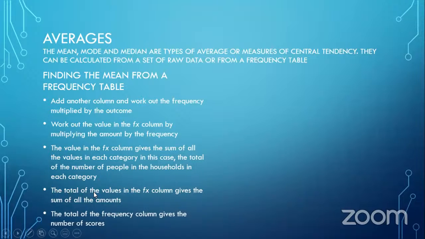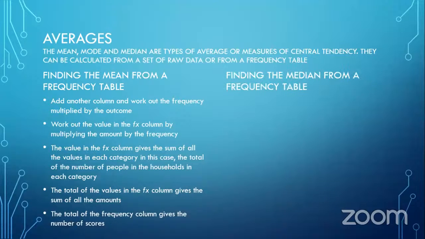The total of the values in the fx column gives the sum of all the amounts. The total of the frequency column gives the number of scores.